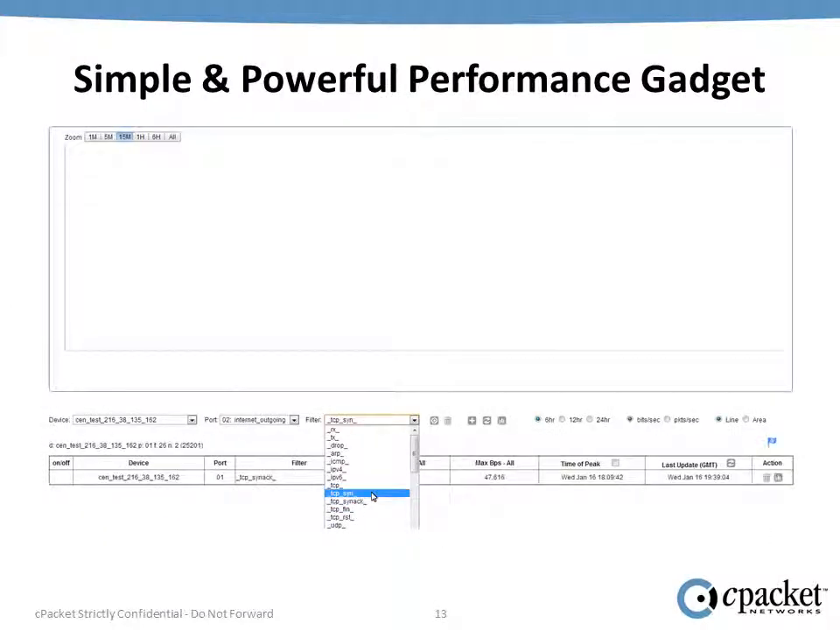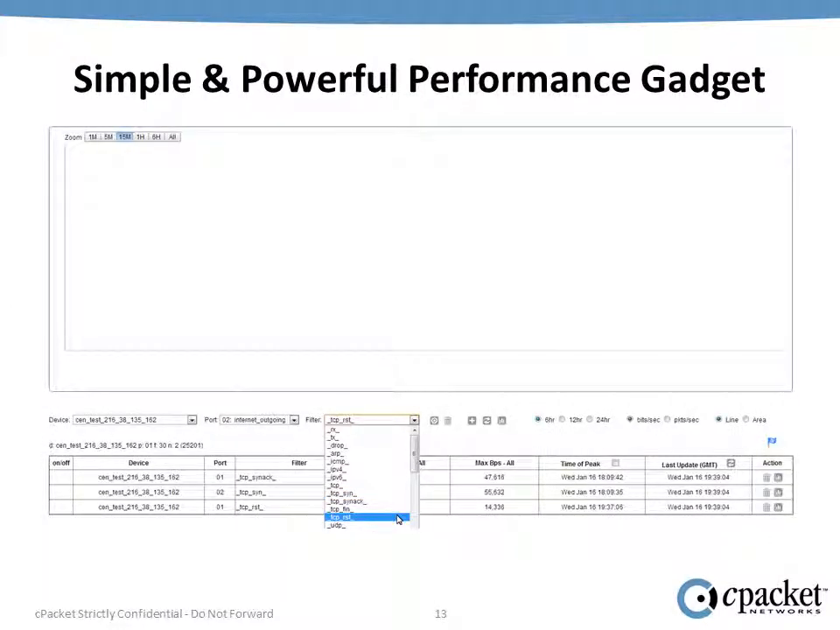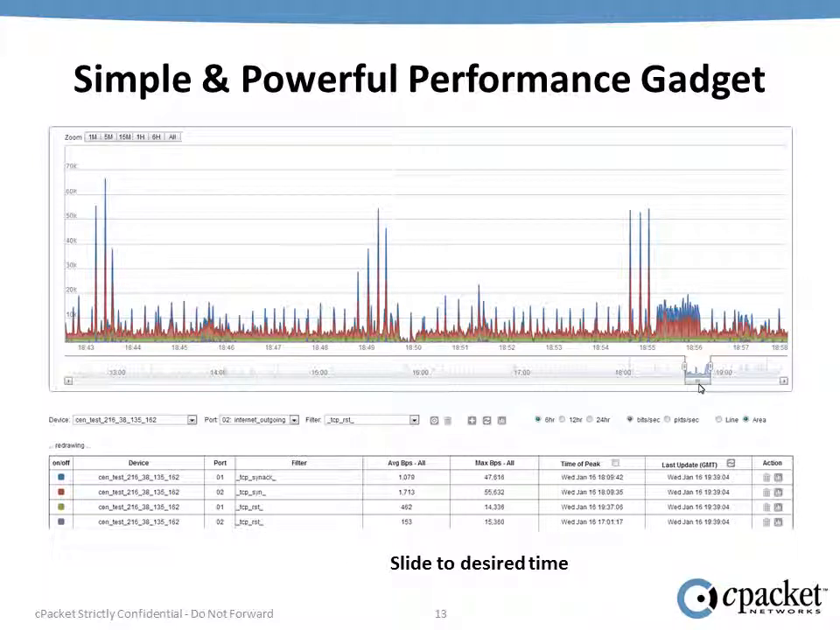The performance gadget enables operators to correlate and compare performance metrics from across the entire network environment. There are three drop-down lists. The first is the CView device, the second is a smart port of the selected CView device, and the third is one of the performance metrics, which can be utilization, packet rate, or any user-defined metric.